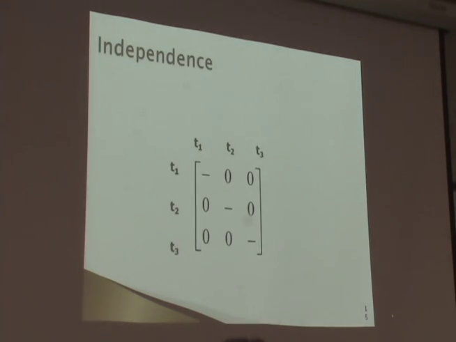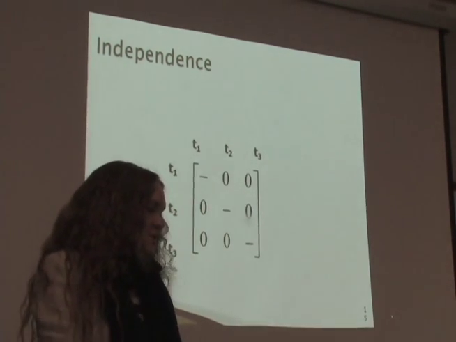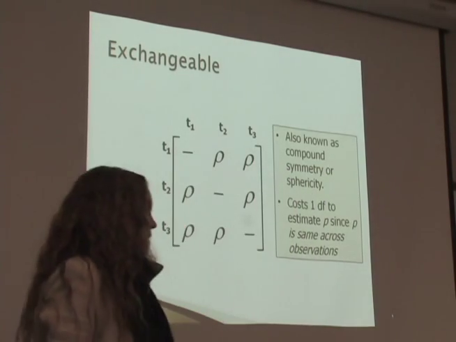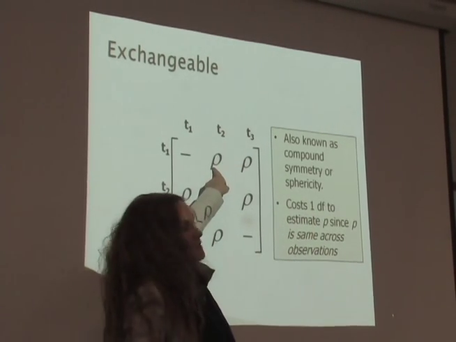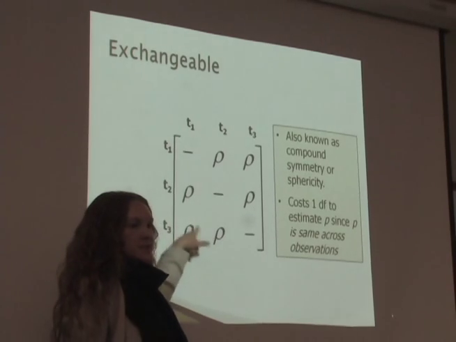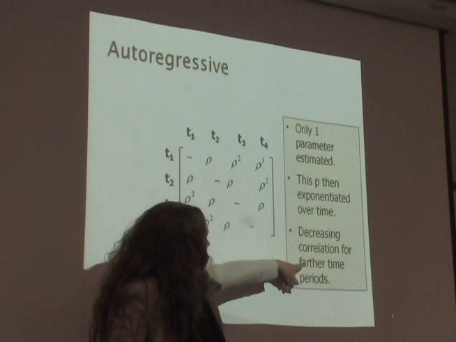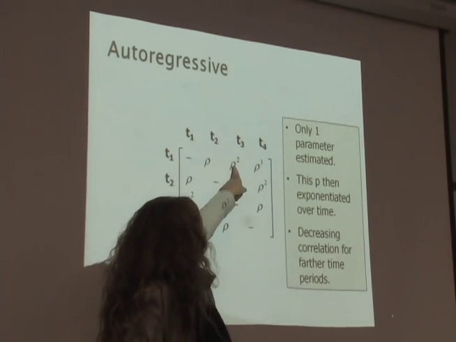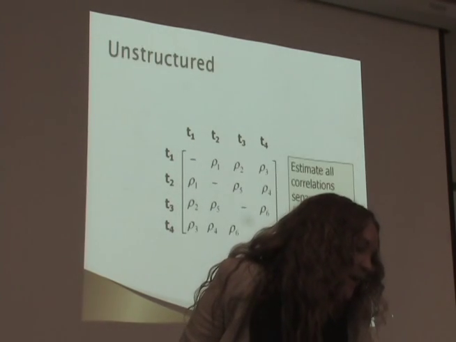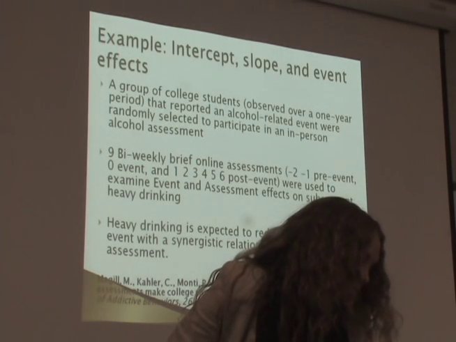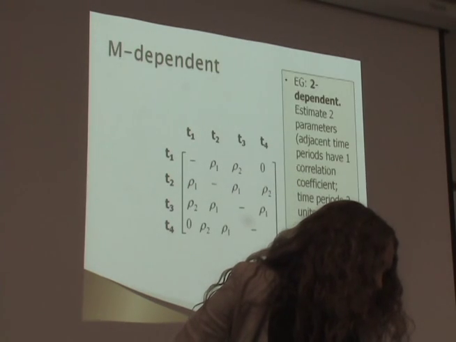So this is just looking at them. Independence would look like no correlation. Versus exchangeable, this is going to cost 1 degree of freedom because it's going to estimate only one correlation. It's going to be the same for the entire matrix. Versus autoregressive is also only one parameter estimated because then you just add an exponent, right? But like I said, it's decreasing over time.